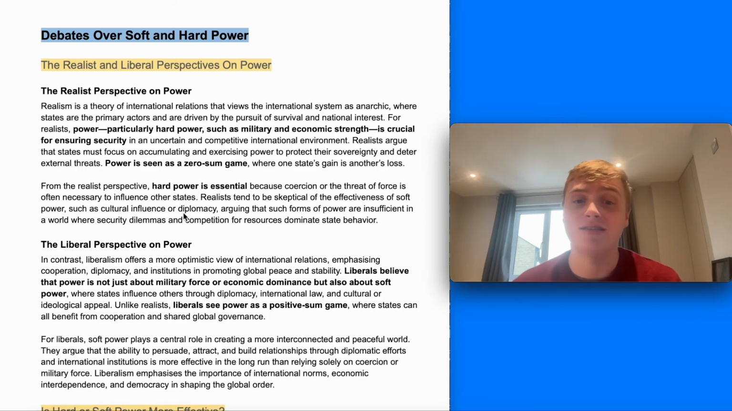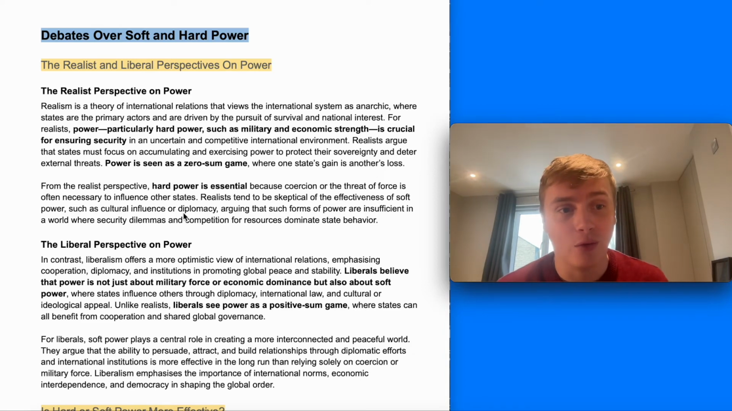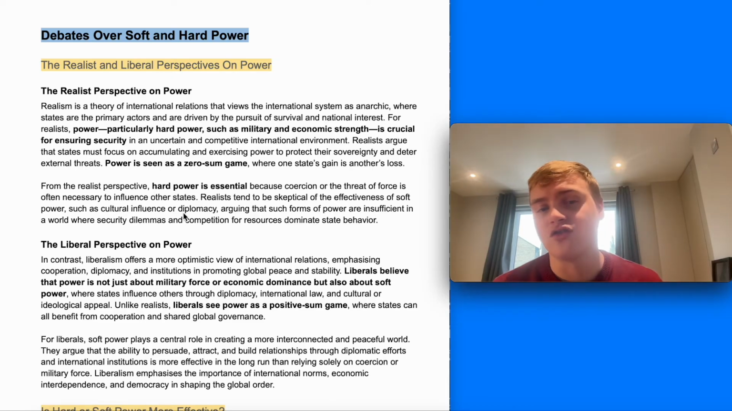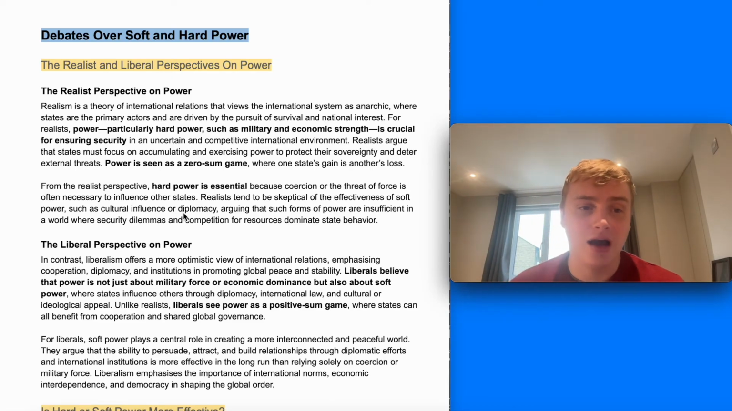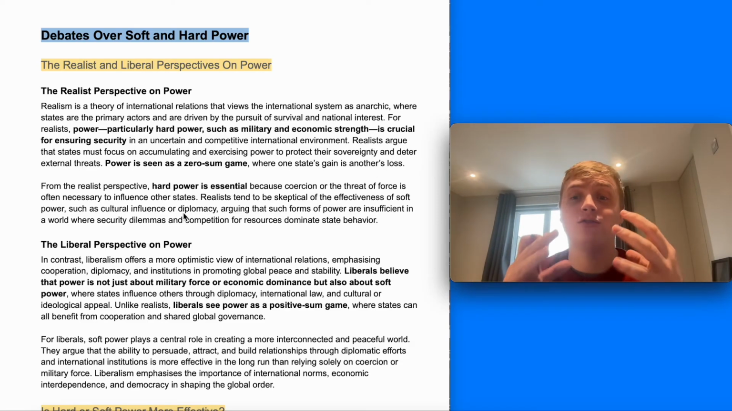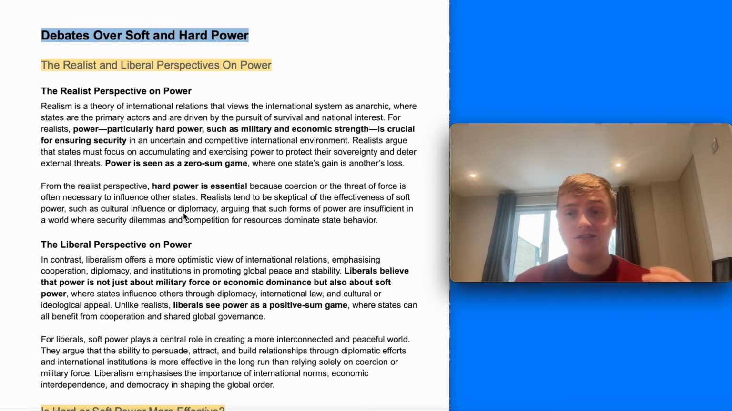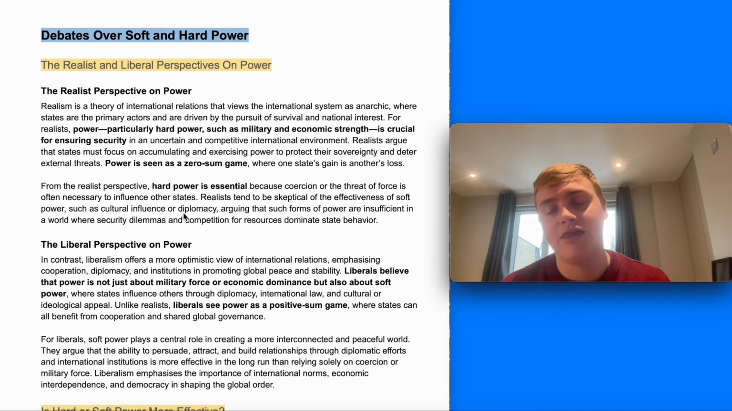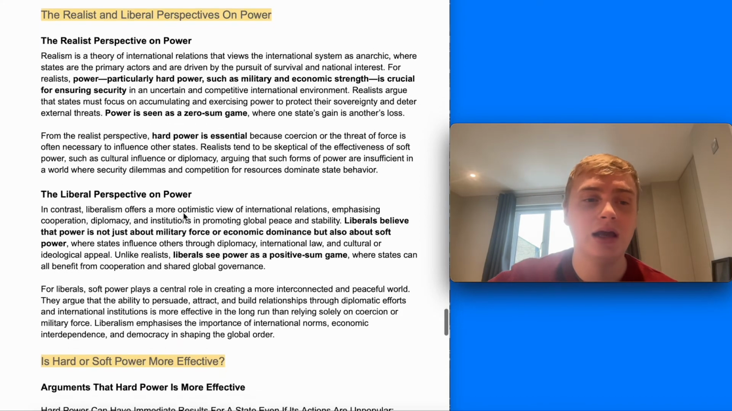So hard power for realists is essential because coercion or the threat of force is often necessary to influence other states, and realists tend to be a lot more sceptical over the actual effectiveness and influence of soft power, such as cultural influence or diplomacy, as they argue those forms of power are insufficient in a world where security dilemmas and competition for resources dominate how states think and how states act in the international system. And because it's such a competitive global environment, where if one state wins, another state loses, states have to use their hard power to project their interests.